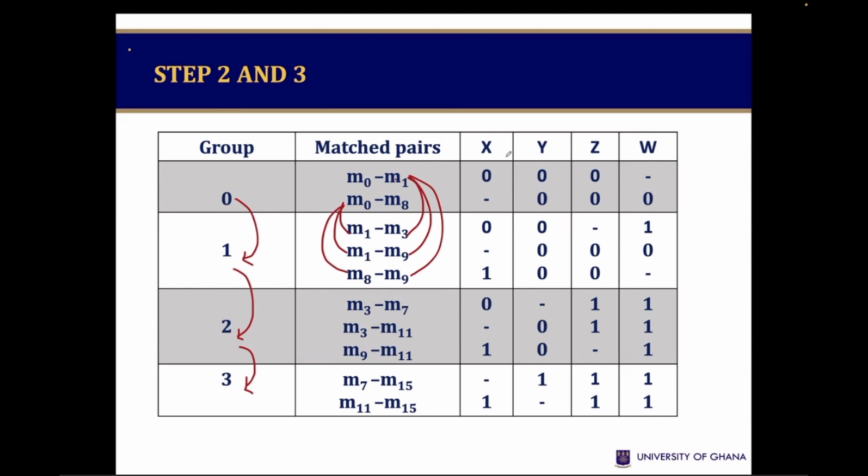Then we move on to the last one, 0, 1, 8, 9. That's what we just did. Oh, okay. That's what we did. So now 0, 8, 1, 3. There is not a match. There's no match. 0, 8, 1, 9.